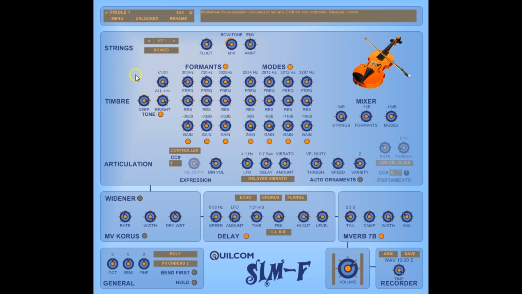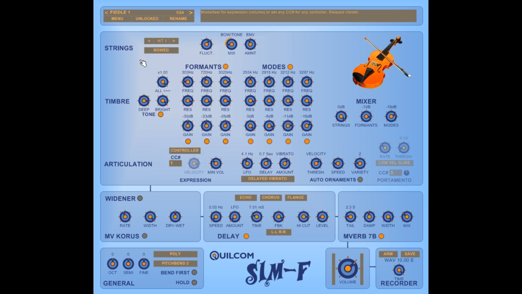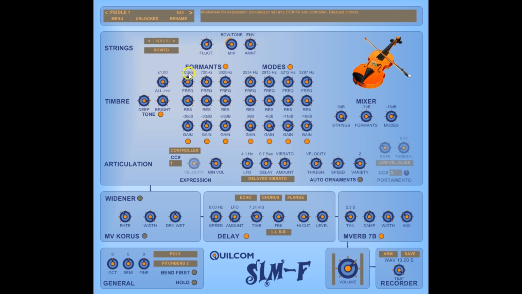So the basic waveform used for the strings can be selected here, and we have 4 wavetables that I made and 9 single cycle waves. The wavetables sound a bit better, but the single cycle waves use less CPU, and we just select them here. And so on. So there's a good variety of waveforms available there.